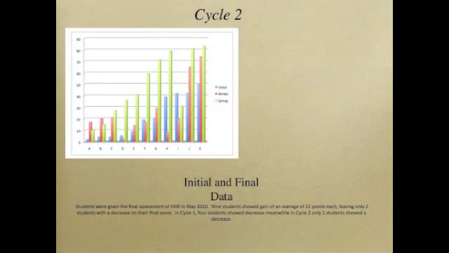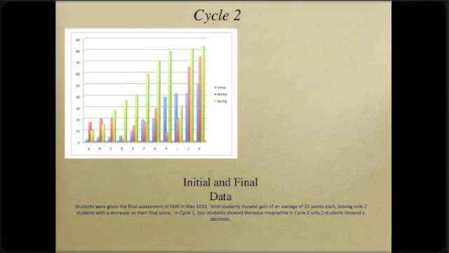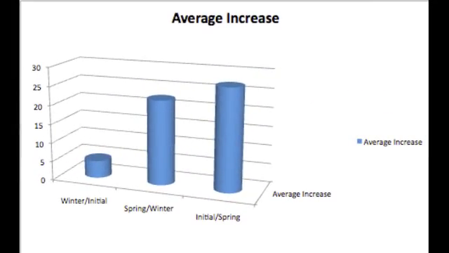Students in Cycle 2 made a 22.36 average gain in comparison to the winter FAIR assessment, as shown in the graph above, blue representing initial, red being winter, and green being spring. In comparison from spring to initial, all but 1 student showed a gain. The average increase was 27 points.